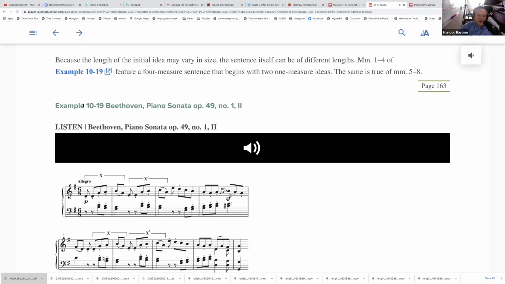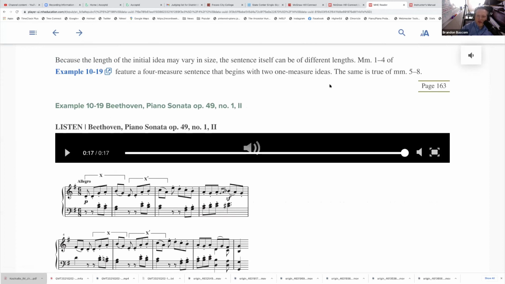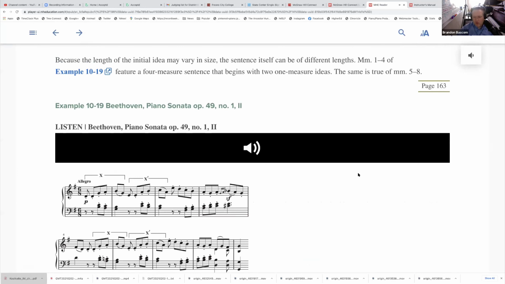Because the length of the initial idea may vary in size, the sentence itself can be of different lengths. Measures 1 through 4 of example 10-19 feature a 4-measure sentence that begins with 2 1-measure ideas. But we have an anacrusis, though, right? So I guess we're still symmetrical. The same is true of measures 5 through 8. One more time. Example 10-19.